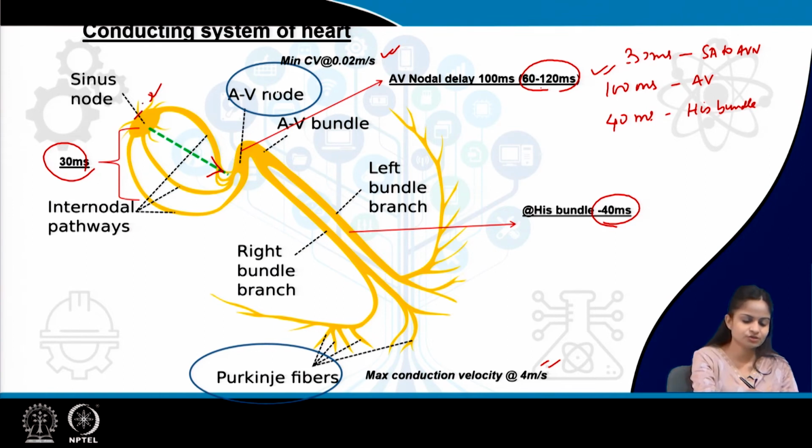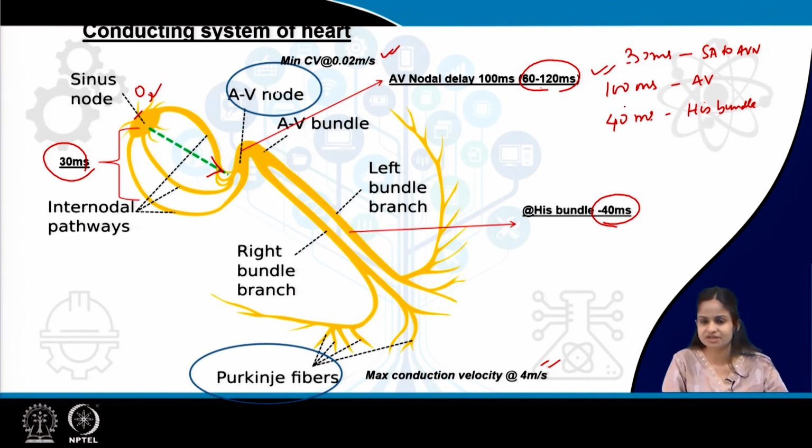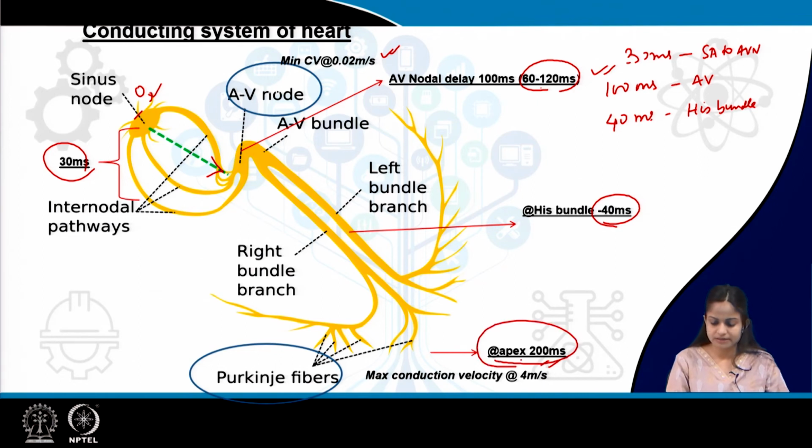If we start with 0 from here, at the level of His bundle it has taken around 130, 40 and 30, around 170 milliseconds. That means the depolarization will start from the level of 170 milliseconds. So, from 170 milliseconds till the apex of the ventricles, the depolarization will reach at 200 milliseconds, which means the depolarization occurs in various phases.